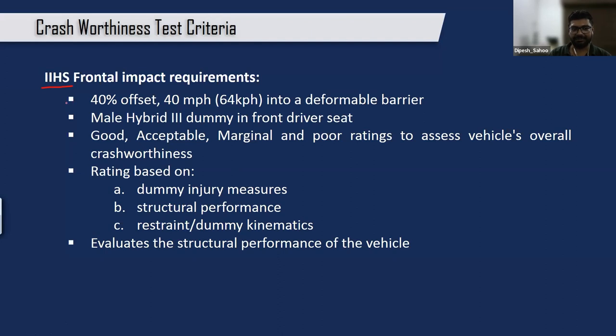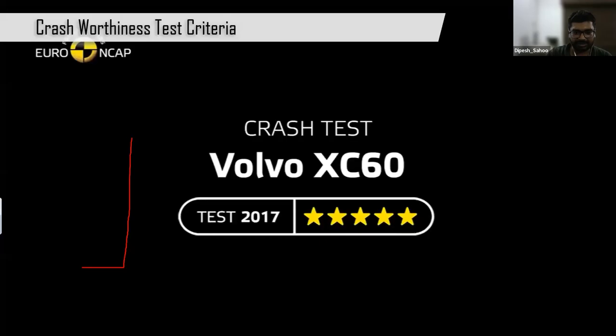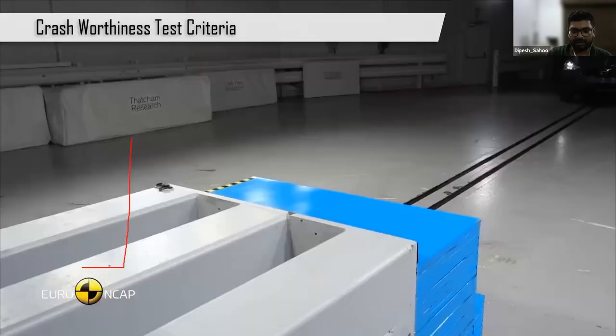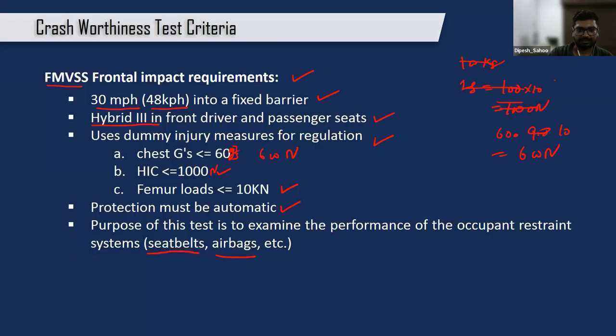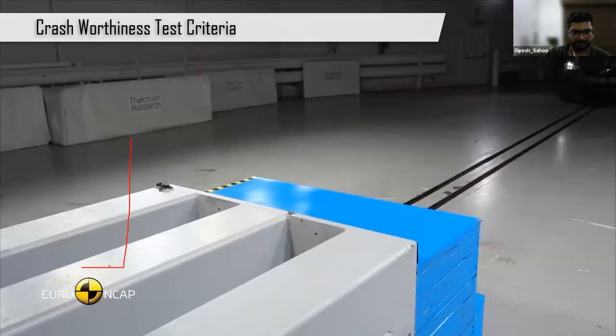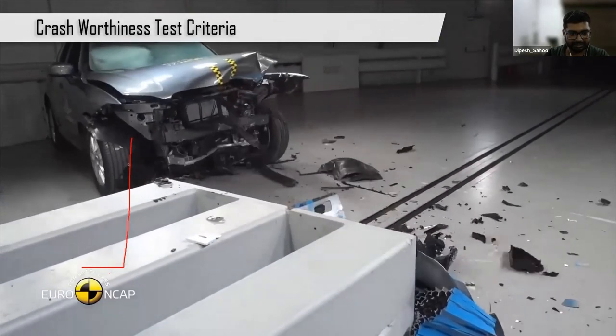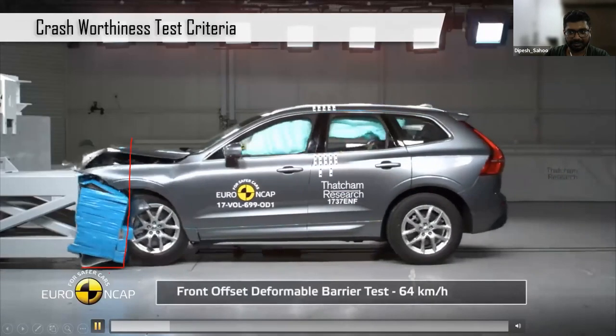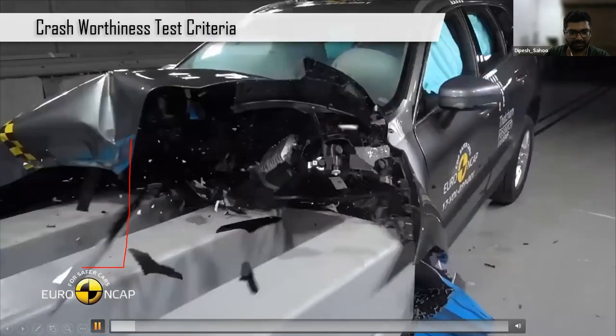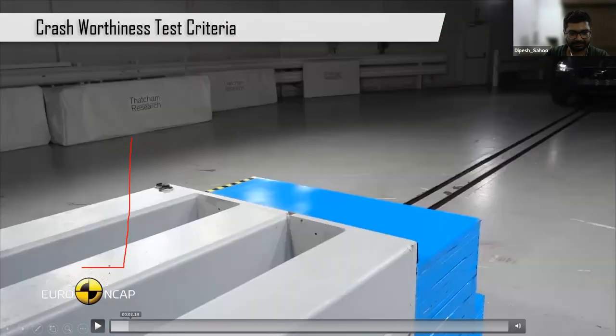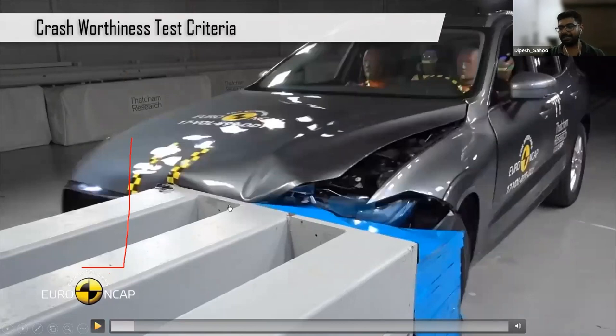Then the IIHS, Insurance Institute for Highway Safety, says that the front impact should be 40% offset. What should be the 40% offset? You can see here, if I show you this video again, there is a certain amount of offset. When it crashes, it hits with a certain amount of offset. This is 40% offset. This test criteria is provided by the IIHS.